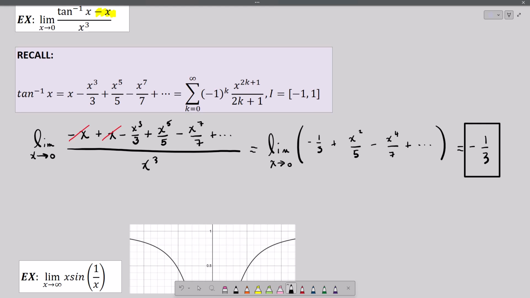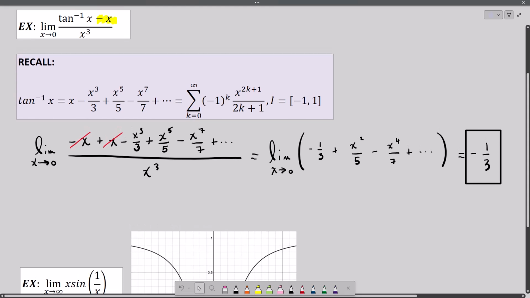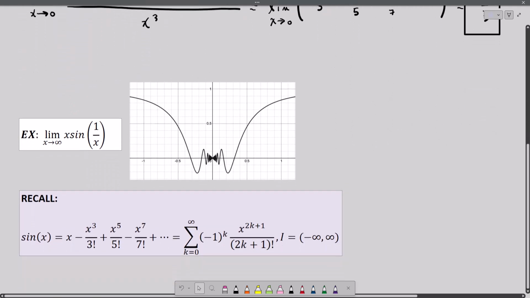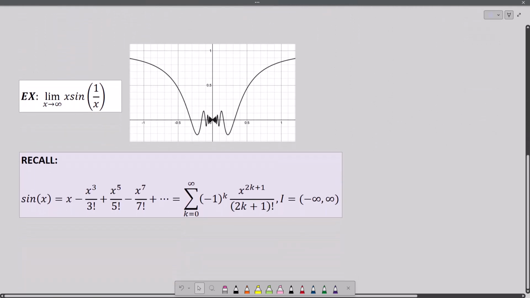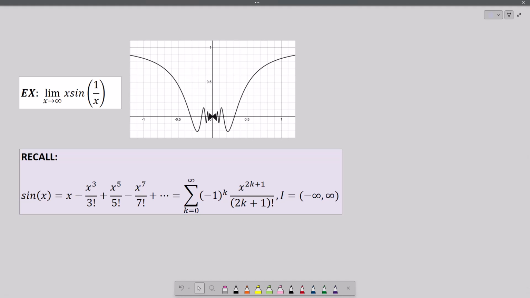You could use L'Hopital's rule. L'Hopital's rule here would work fine. It's going to be a little bit messy because the derivative of arctan is 1 over 1 plus x squared. But all right, here's another common one you look at, the bow tie function in Calc 1. We've got that. In Calc 1, you look at the limit as x goes to 0, and you see that that limit is 0. This would be an indeterminate form.